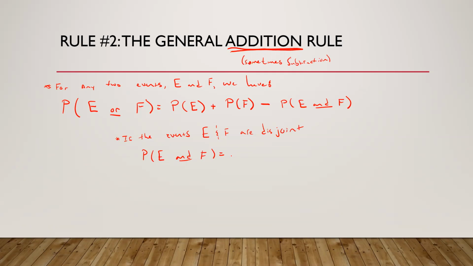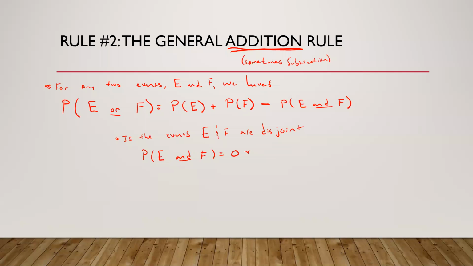Anybody got a guess? One. No, you're close. What would be the other extreme? Yeah. 0. Yeah, it's got to be zero, right? So if the events are disjoint, meaning they cannot happen at the same time, then the probability that they both happen would be 0. Okay. So it's a little confusing. Okay. So sometimes you have to do subtraction, sometimes you don't.